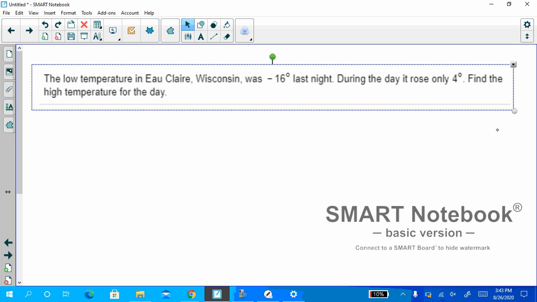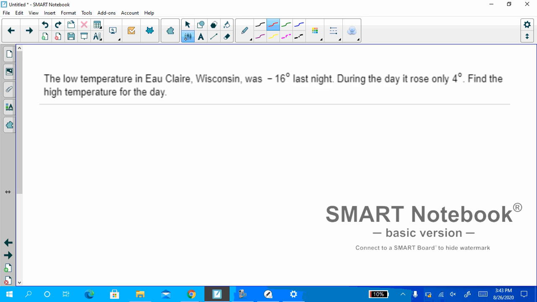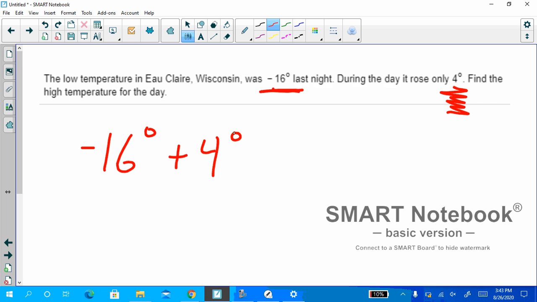And give us a word problem. The low temperature in Eau Claire, Wisconsin was -16 degrees. So -16 degrees. During the day, it rose only 4 degrees. So if it's rising, if it's going up, we add, and this tells us how much we're adding. If it said it went down, we would subtract. This says we rise, so add 4 degrees. So we want to find out how much does it go up to.